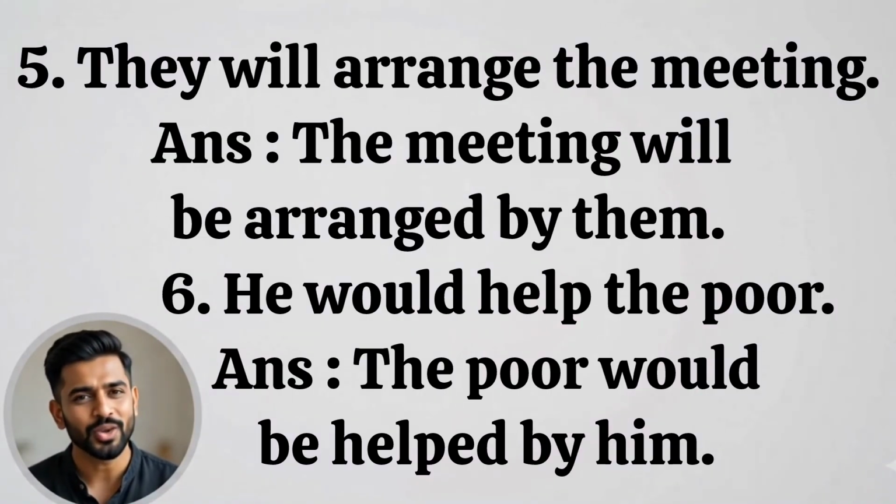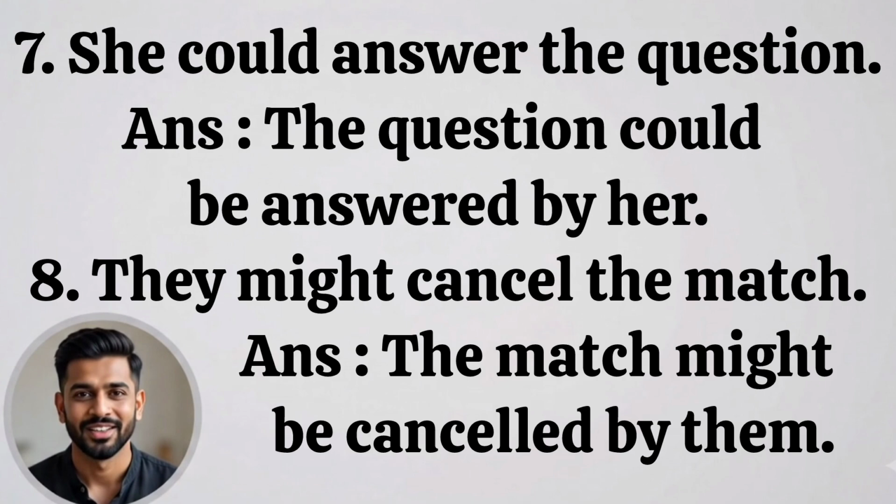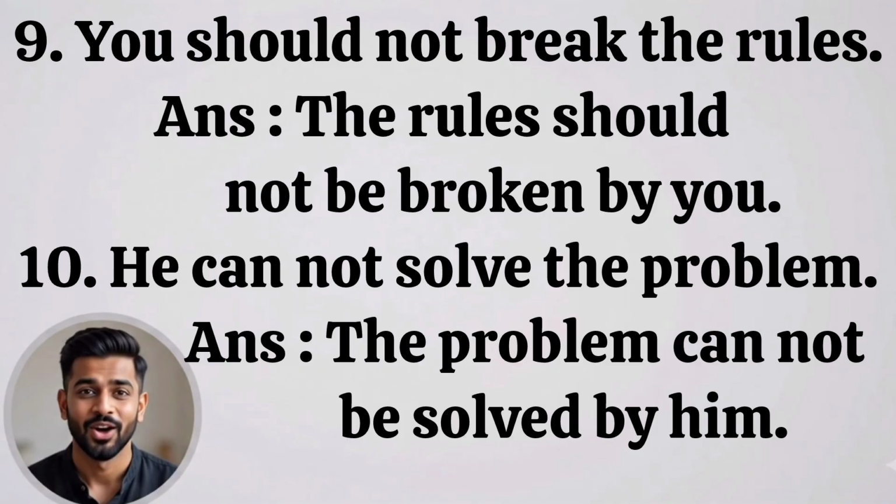6. He would help the poor. Answer. The poor would be helped by him. 7. She could answer the question. Answer. The question could be answered by her. 8. They might cancel the match. Answer. The match might be cancelled by them. 9. You should not break the rules. Answer. The rules should not be broken by you. 10. He cannot solve the problem. Answer. The problem cannot be solved by him.